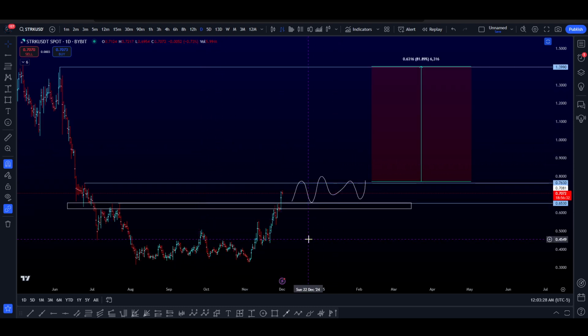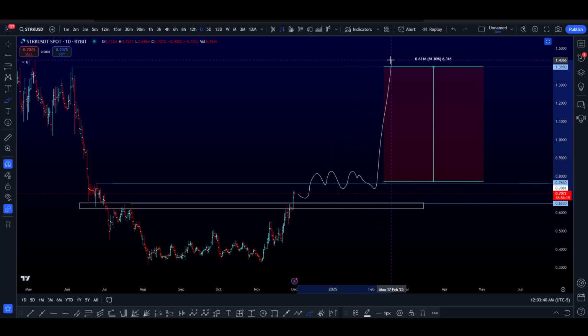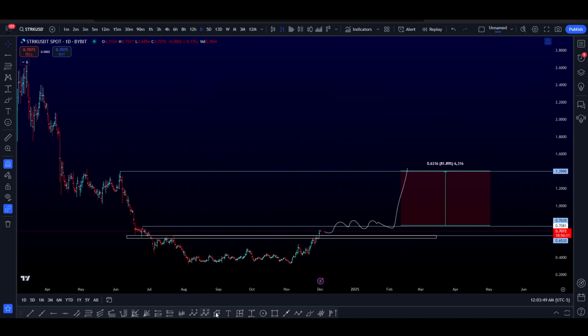Now keep in mind, once this 76 cents level is flipped into support, and it holds this level, you're looking at about an 81% increase in price, right, to the next major resistance. And you can tell that it's a major resistance because we had 1, 2, 3 touch points before a sell-off, right?